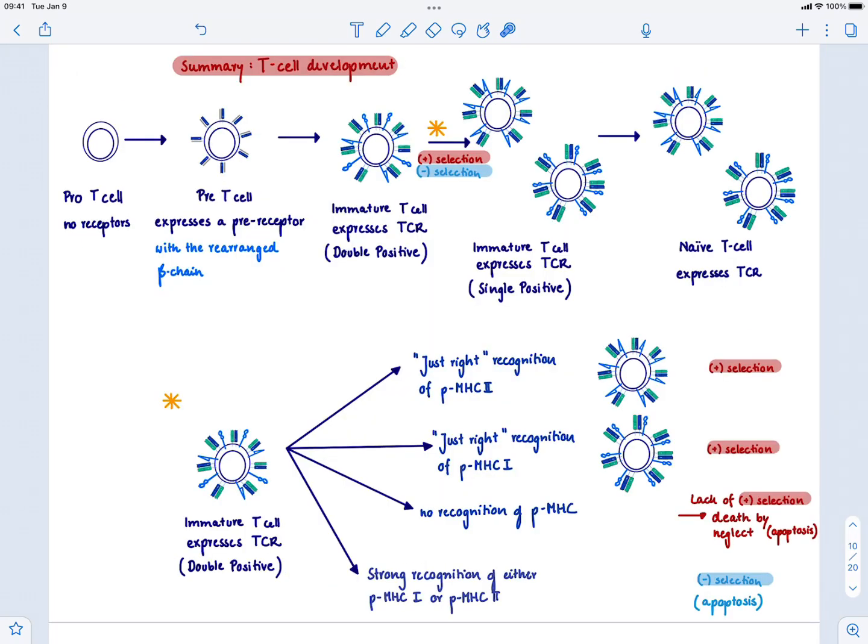Okay, so let's just sum up the T cell development. And again, we start with this pro-progenitor T cell. Again, it's not professional. It's kind of the one that has the least idea. It doesn't even have a T cell receptor. Without receptors, it starts first by expressing the rearranged beta chain. So that's the one that comes with the VDJ rearrangement.